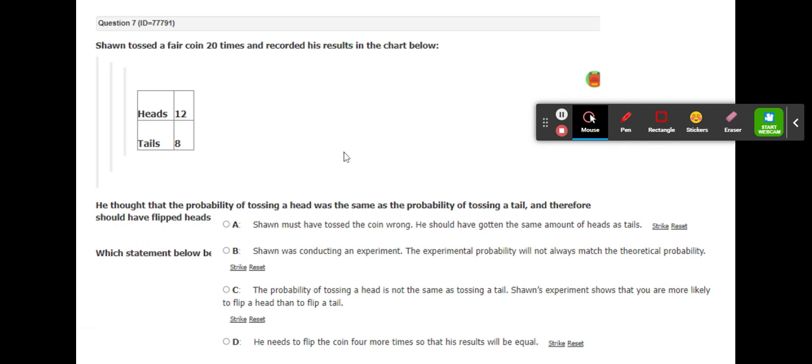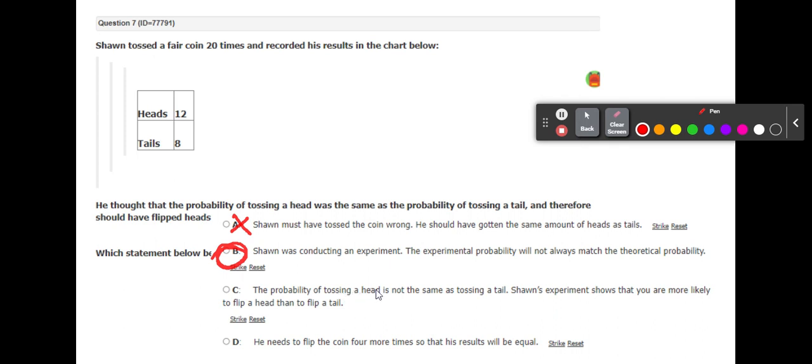Question 7. Sean tossed a fair coin 20 times. These were his results. He thought that the probability of tossing a head was the same as tossing tails, and therefore he should have flipped heads. Which statement below I think is true? Sean must have tossed the coin wrong. No, that's not what happens when you do an experiment. Sean was conducting an experiment. The experimental probability will not always match the theoretical.